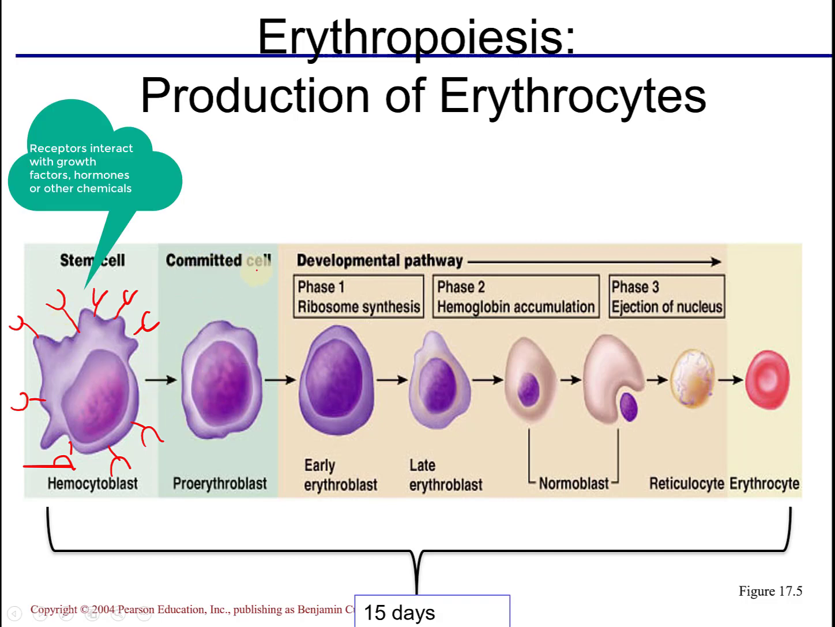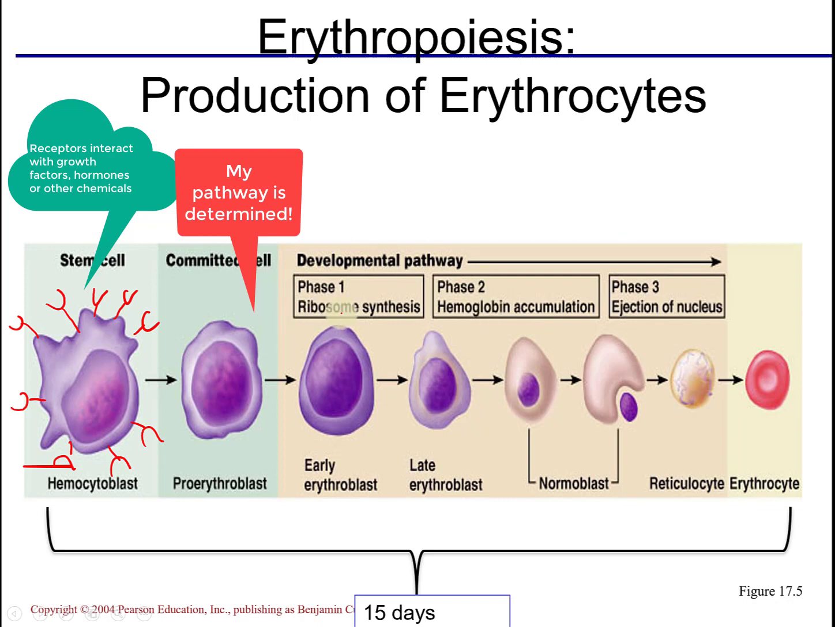Now, a committed cell just means its pathway is determined. That means it is now going to be an erythrocyte. It is not going to be a leukocyte or a platelet. Committed. Its pathway is determined. And then it starts doing things that it needs to do to become a red blood cell.